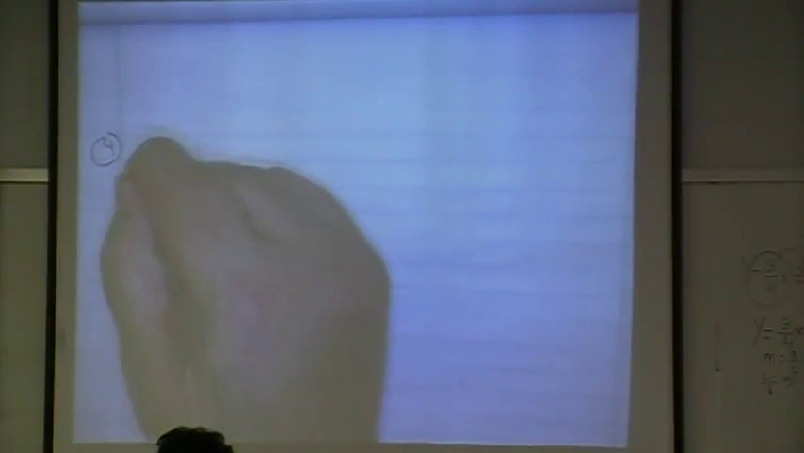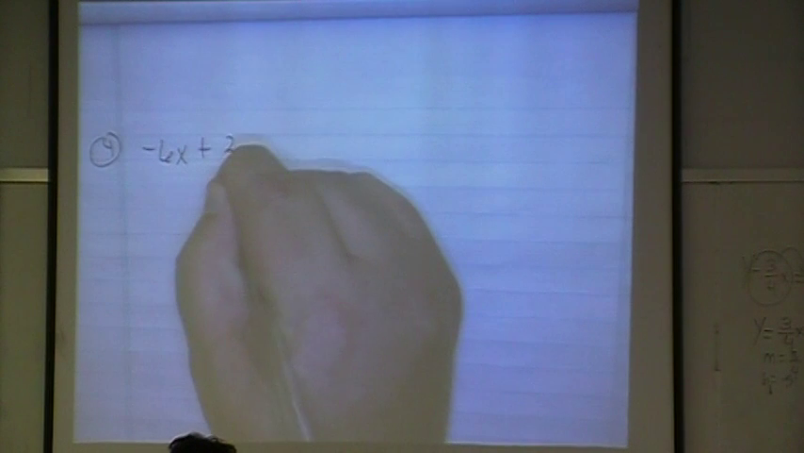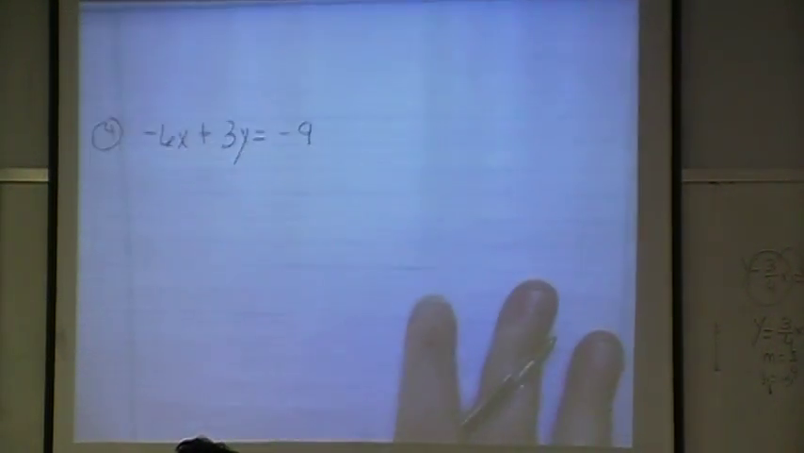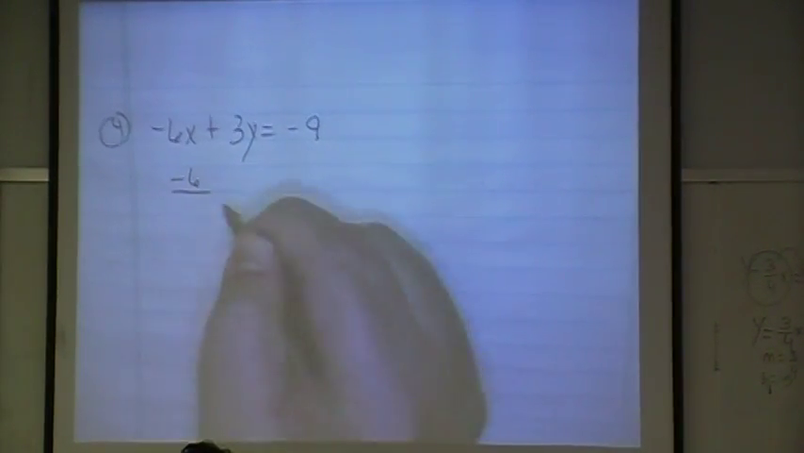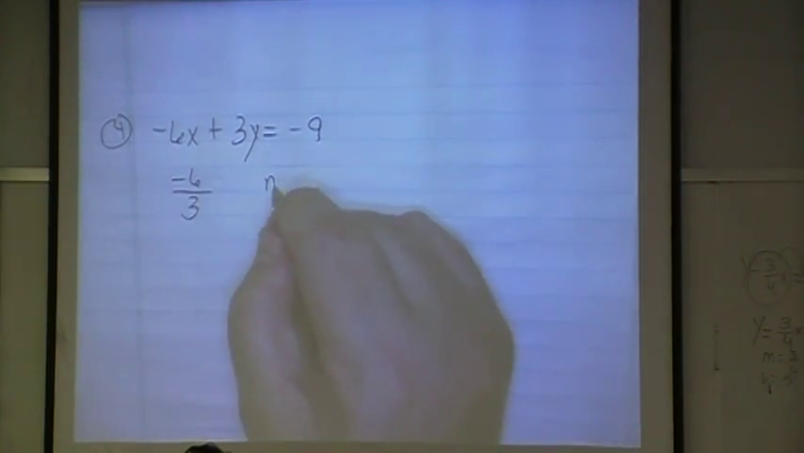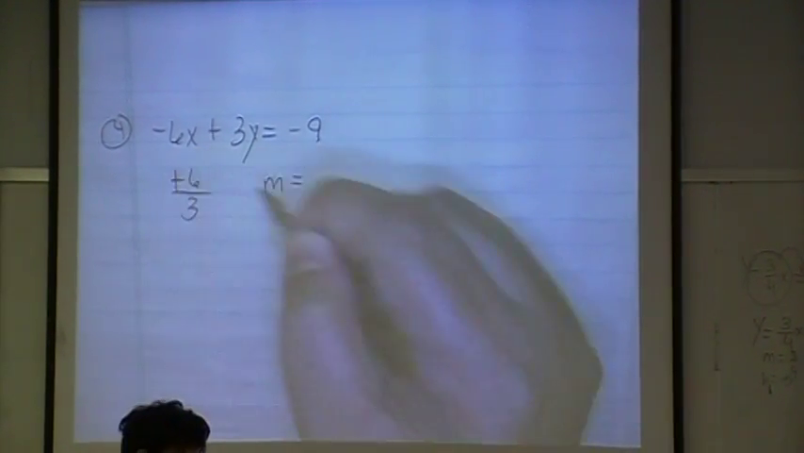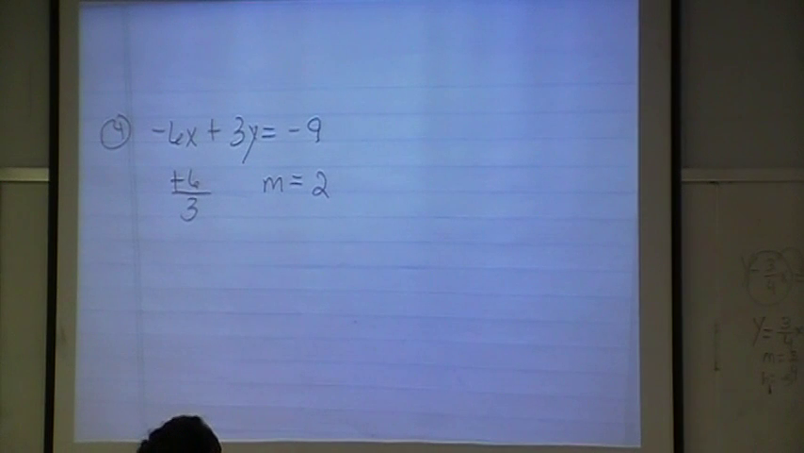Alright, number 4. Negative 6x plus 3y equals negative 9. Find the slope, put the x on top, put the y on the bottom. You're going to reduce that after you change the sign. It's 2. Find the x-intercept.